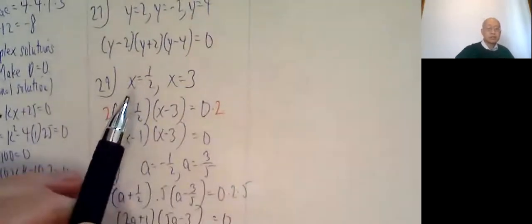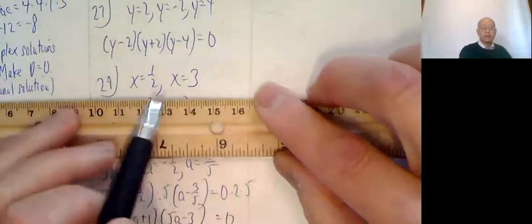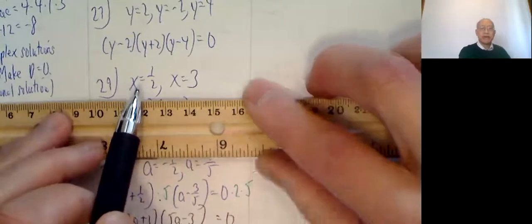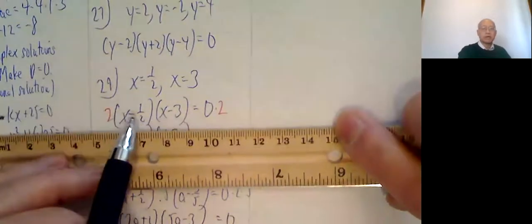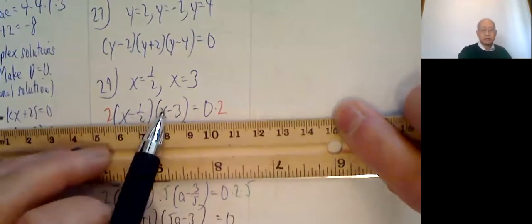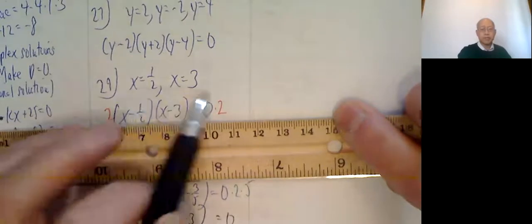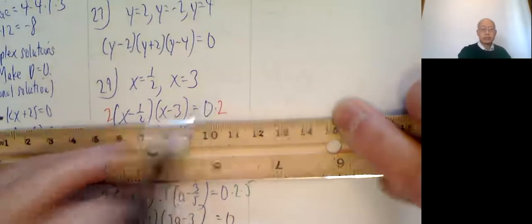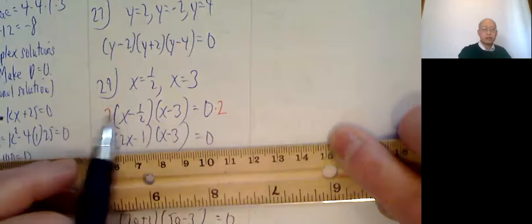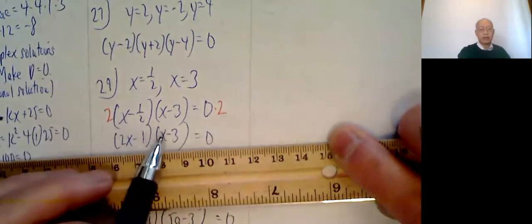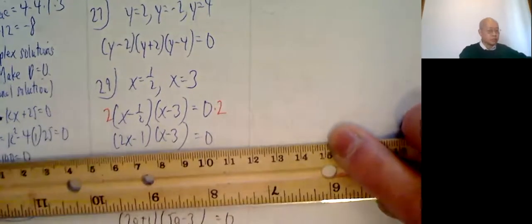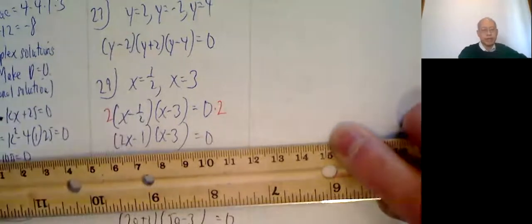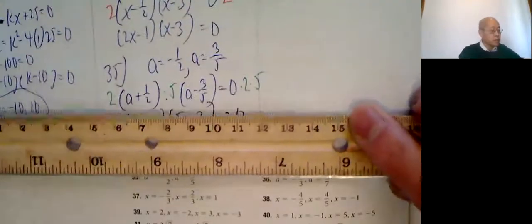Okay, 29, the solutions are 1/2 and 3. So you go x minus a half, x minus 3 equals 0. That's a little bit clumsy though, so let's get rid of the fractions. Multiply both sides by 2. 0 times 2 is 0. And if I distribute the 2 here, you have 2x minus 1. So that looks better. Times x minus 3 equals 0. And if necessary, you could always multiply that back out, but we don't feel like it.